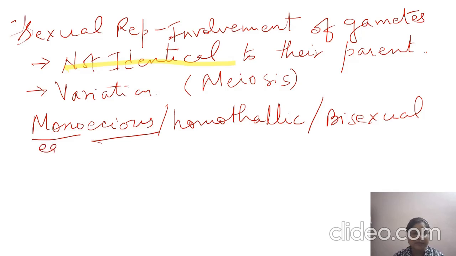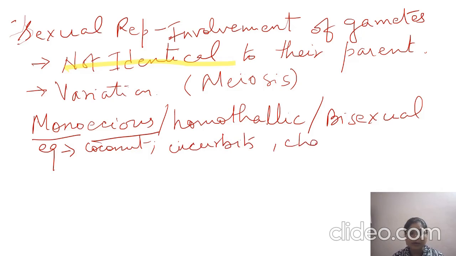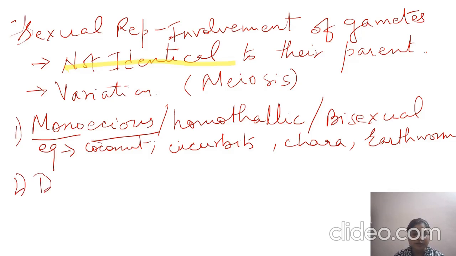There are various examples of homothallic organisms. Examples you can write are coconut, cucurbits, Chara. In case of animals, if I take earthworm, we use the term hermaphrodites for them. Do you remember?